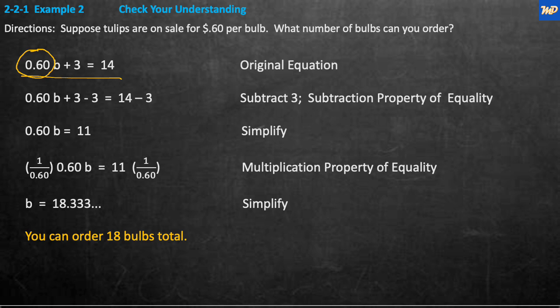So we're going to start off like before. We're going to get rid of the 3 on the left-hand side and move it to the right-hand side. In order to do that, we have a positive 3, so we have to add a negative 3 to both sides using the subtraction property of equality. When we do that, these 3's will cancel, and you're going to end up with 0.6b equals 11. 14 minus 3 is 11. We're at the same $11 range.